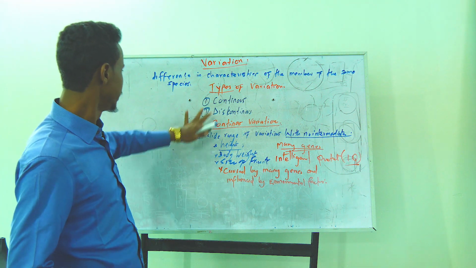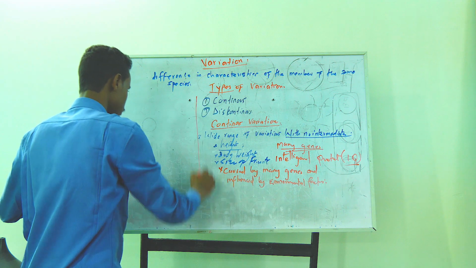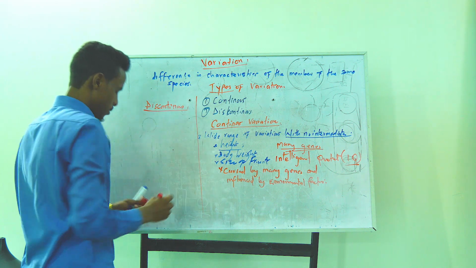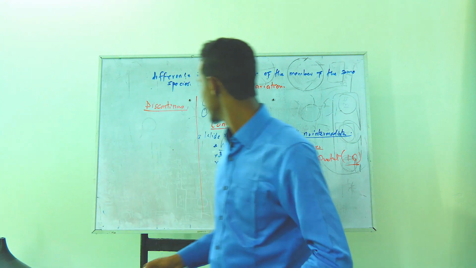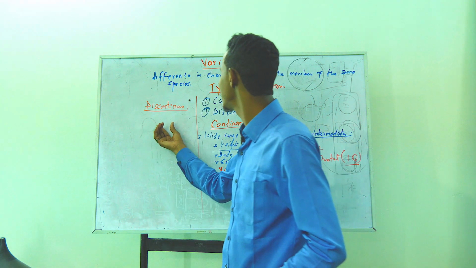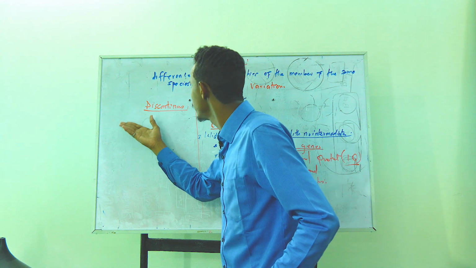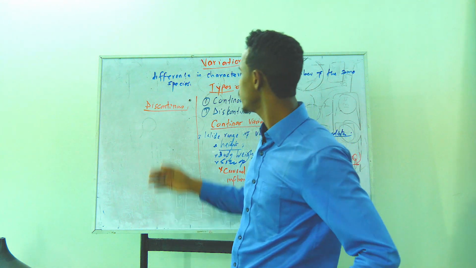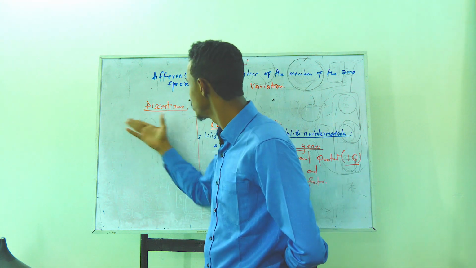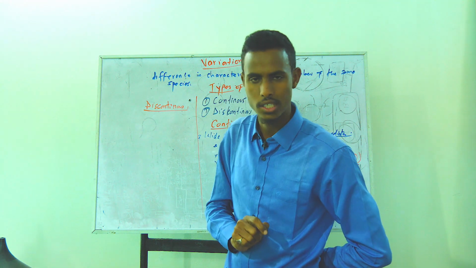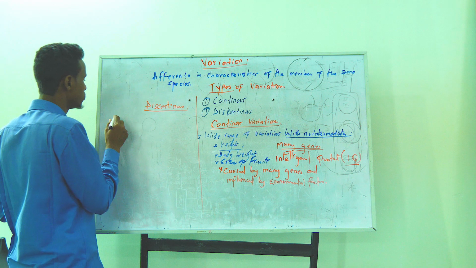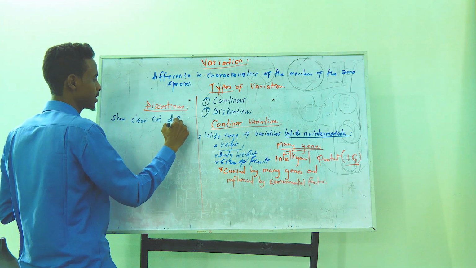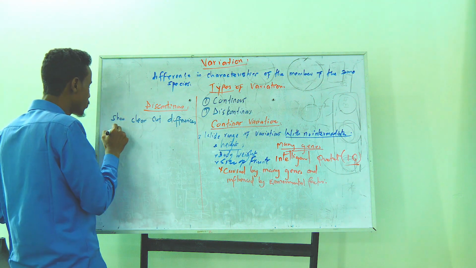Now let's come to the discontinuous variation. Discontinuous variation is another type of variation in which the organisms show clear-cut differences with no intermediates. In discontinuous variation, organisms or species show clear-cut differences with no intermediates.